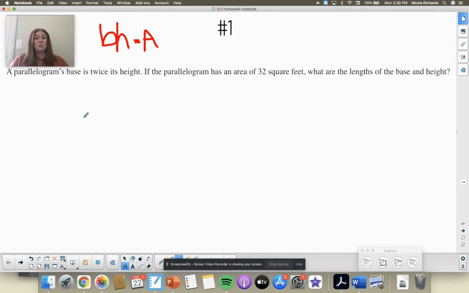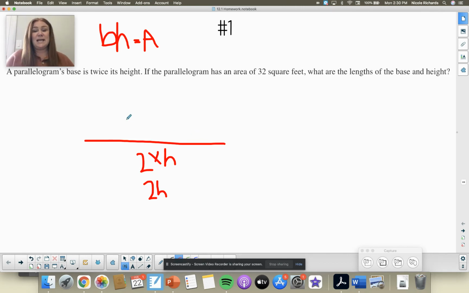So this tells us that the parallelogram's base is twice its height. So the base is 2 times the height, or I could just say two H's so it doesn't look like an X here. And the parallelogram has an area of 32 square feet. What are the lengths of the base and height? So I know that when I do base times height, that it needs to equal 32.